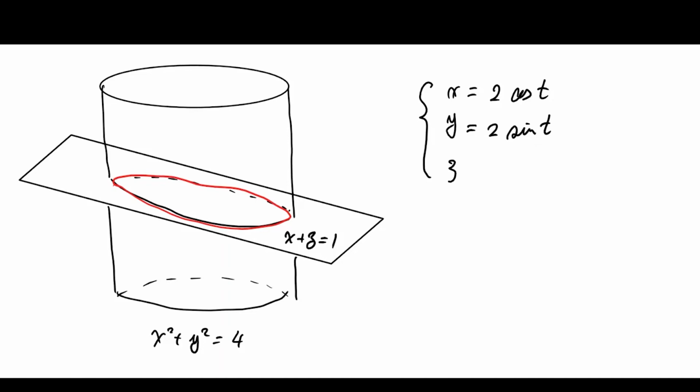Somebody give me a brilliant idea on how to figure out this z. 1 minus 2 cosine t. Of course, right? Why is that? How did he figure it out? Do you all see it? Because from here, z is equal to 1 minus x, isn't it? And x, of course, is 2 cosine t, so we plug it in. Will that work? Well, there's only one way to find out, right?